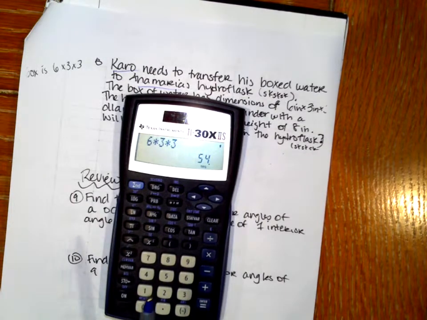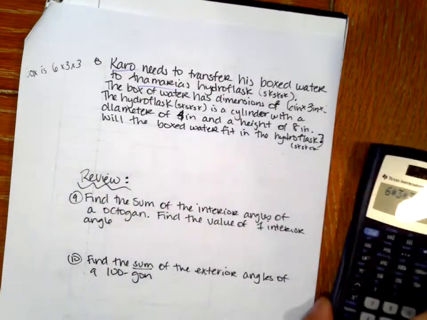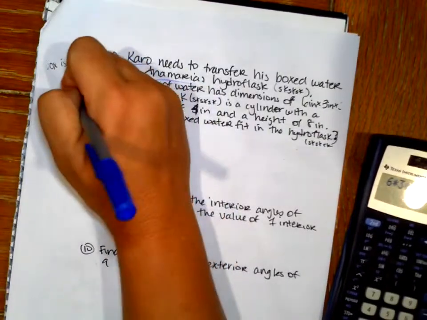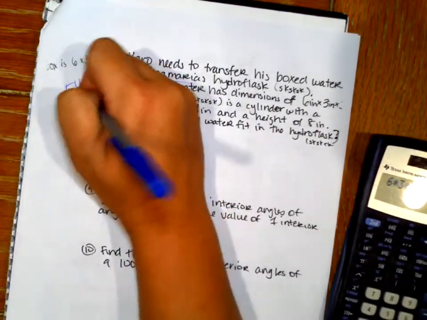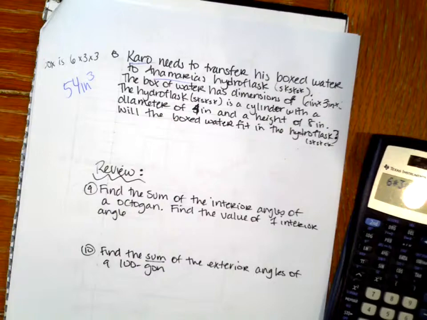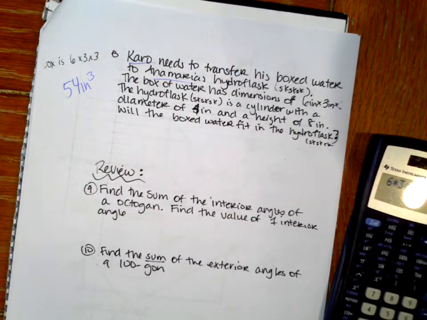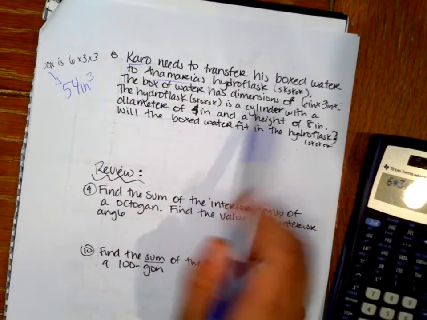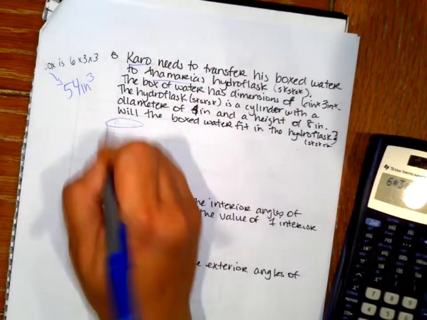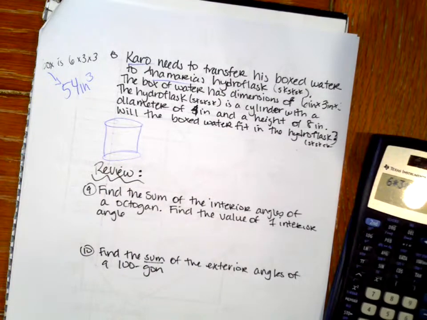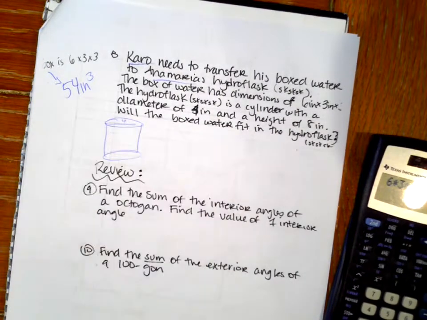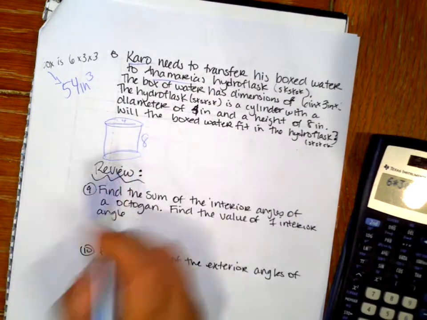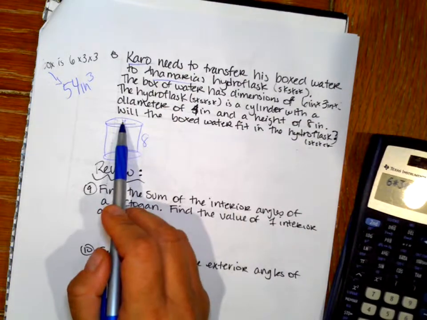It's going to get me 54 inches cubed. There's the volume of the water box. So there's a box. All right, we've got a cylinder. So there's the hydro flask. It's got a diameter of 4 and a height of 8. Remember, we're not using the diameter, we're only using the radius.